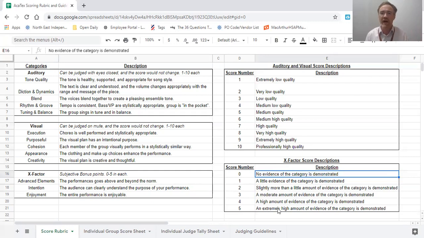This is also not, I liked this group the best, so I'm giving them 5 points. This is not subjective ranking. This is truly extra points that you can give out if you are a judge, or earn if you are in a group, based on, are you giving us extra?